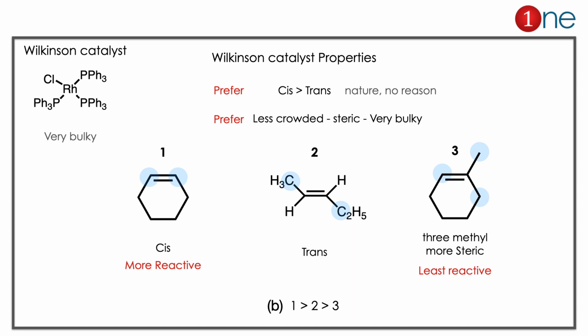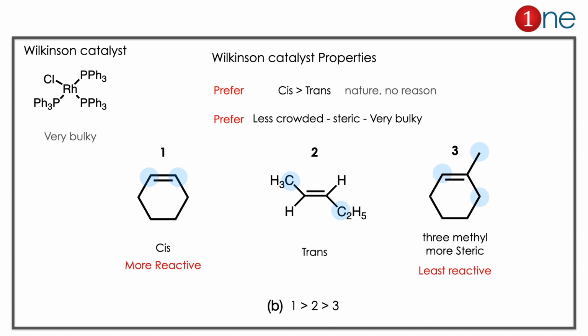It prefers cis over trans because it is its nature. There is no reason for it. And it prefers less crowded positions. Obviously it is a bulky one, so it goes for the less steric position. So let us analyze the structures based on this fact. The first one is cis alkene, so definitely it will be more reactive. The second one is trans alkene, so definitely it will be less reactive.